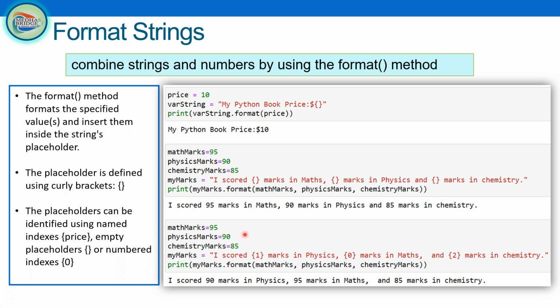We have another example. Indexing position to insert values in curly braces. At index 0, we have math marks. At index 1, we have physics marks. At index 2, we have chemistry marks. So based on the index position, the corresponding values will be inserted into the indexed curly braces placeholders.